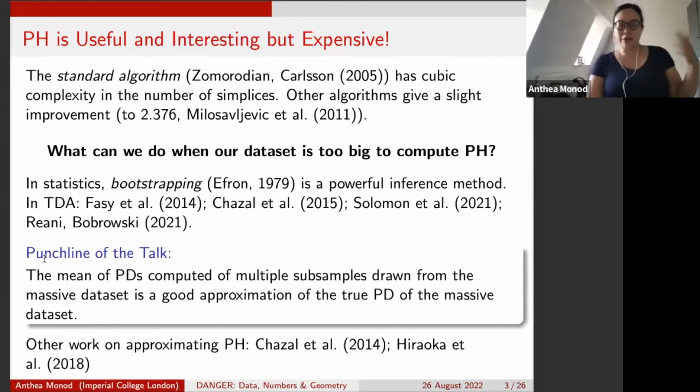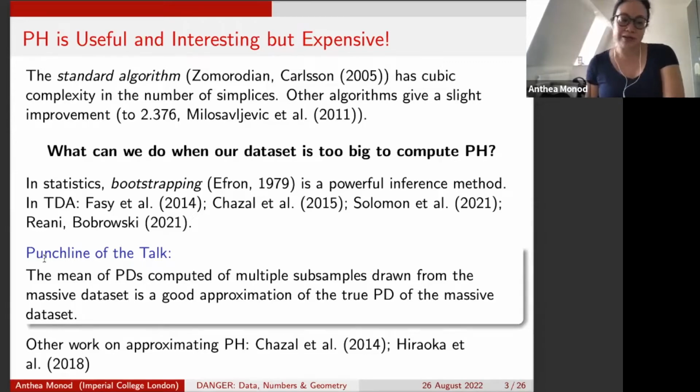Okay. There's been work done on approximating persistent homology, which I'll also briefly touch on. Basically, there's one work by Chazal and collaborators where they focus on taking one sample only. So we're taking multiple samples, but this work has looked at taking one particular sample. And then there's been some work by Yasuaki Hiraoka as well, where they establish a strong law of large numbers for persistence diagrams, but not in the bootstrapping context.